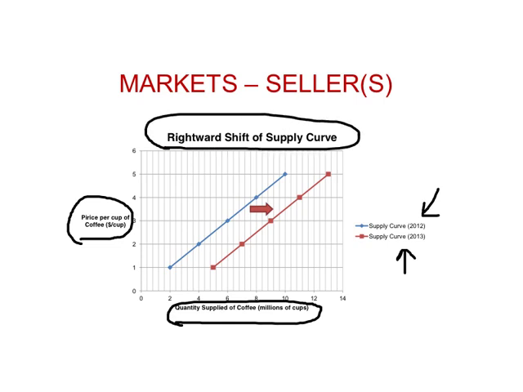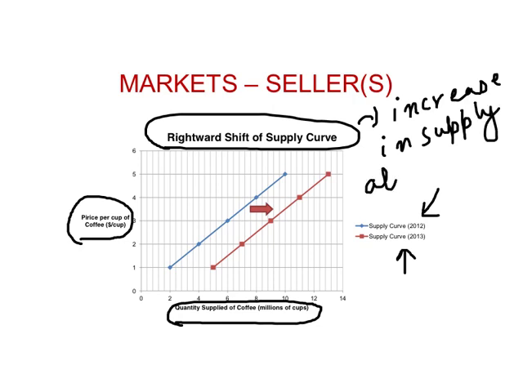And what does a rightward shift of the supply curve indicate? It indicates an increase in supply at each given price. And that is what a rightward shift of the supply curve implies. Now we have done this for an increase in supply. You can do the same thing for a decrease in supply. When we have a decrease in supply, the supply curve will shift to the left, and a leftward shift of the supply curve will indicate a decrease in supply.